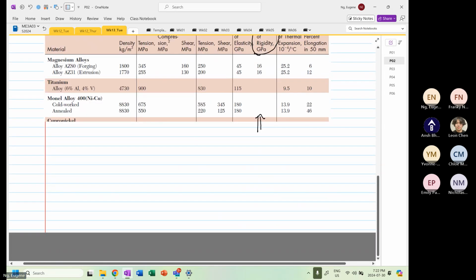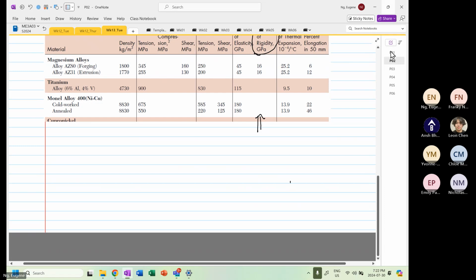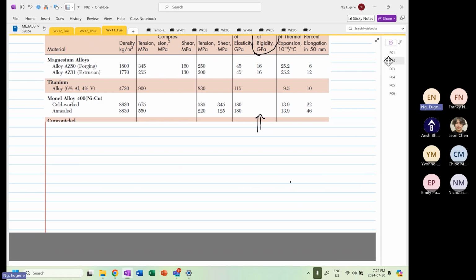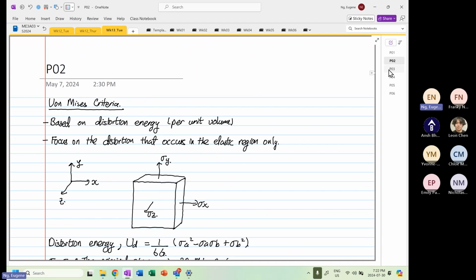Now the maximum distortion criteria carried out by von Mises is based on experiment. What do I mean by that? What do I mean is based on experiment? Hey, how come I cannot go to the next page? Oh, let me go to page 3.